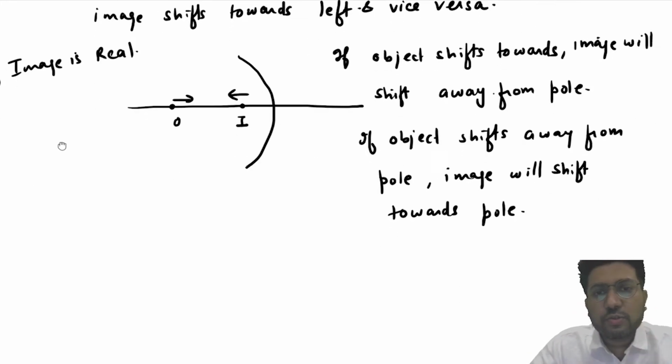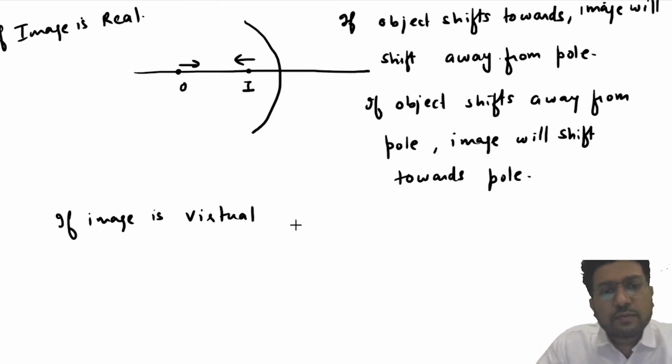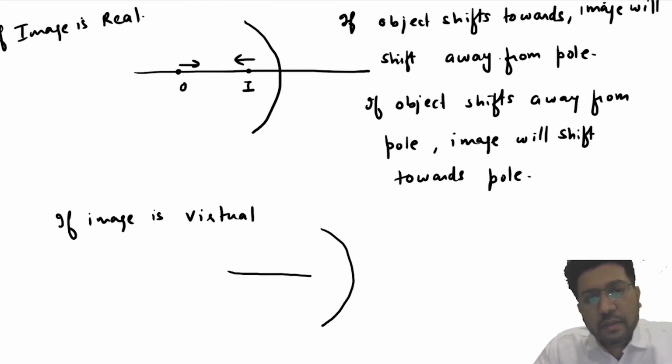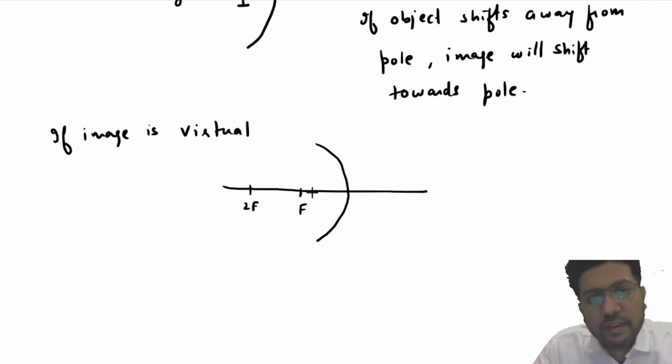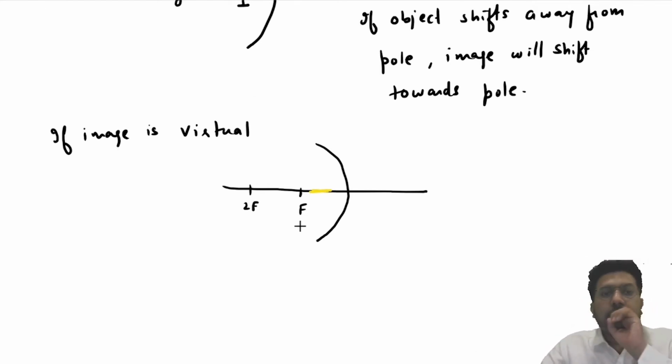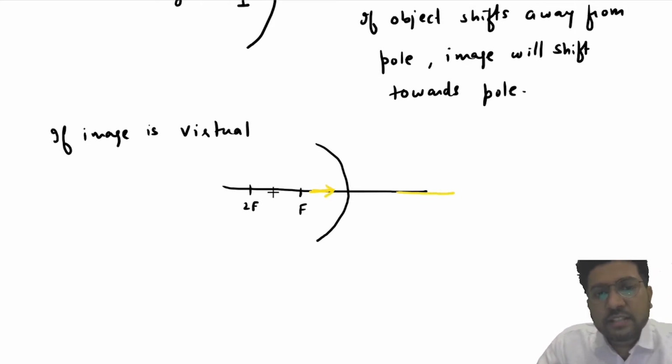What happens for a virtual image? Listen carefully. If image is virtual, in that case, what will happen? See, this is F, this is 2F, right? So image is virtual when the object is inside the focus, right? So suppose this is the object along, because we are now talking about longitudinal magnification, that is why we will take the object like this, right? Okay. So in this case, the image formed will be virtual, so it will be like this. But you know that the image is always longitudinally inverted. So if this is the object, this is the image.